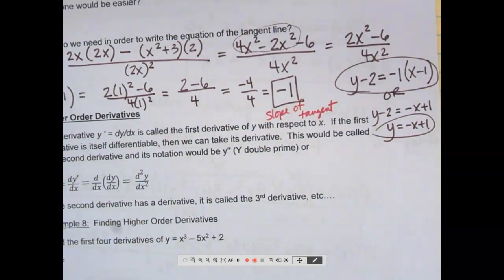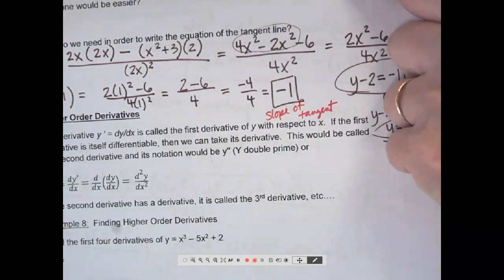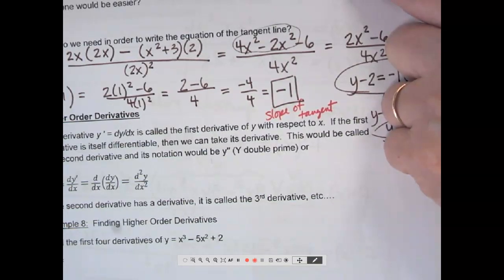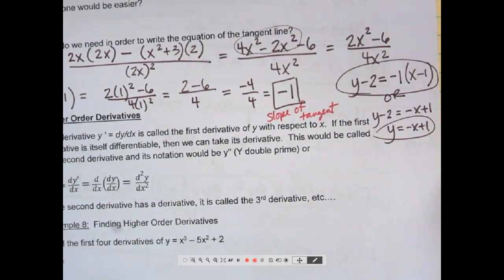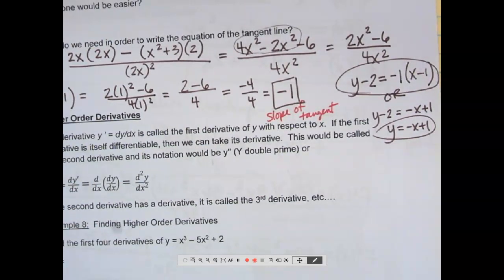Question. What if they did not give us the 2, the y value? We have to plug it into the original equation. Plug the x into the original function. So you plug x into the derivative to find the slope, plug x into the original function to find the y coordinate that goes with it.